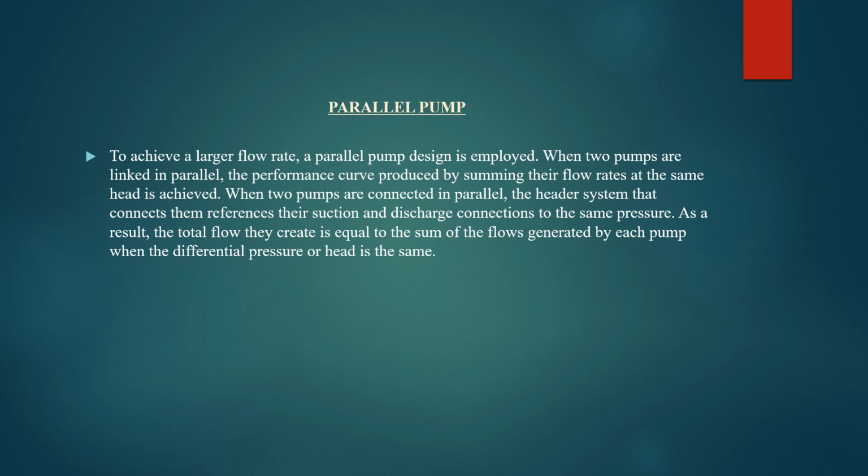For parallel pump, to achieve a larger flow rate, a parallel pump design is employed. When two pumps are linked in parallel, the performance curve is produced by summing their flow rates at the same head. When two pumps are connected in parallel, the head system that connects them references their suction and discharge connection to the same pressure. As a result, the total flow they create is equal to the sum of the flows generated by each pump when the differential pressure or head is the same.